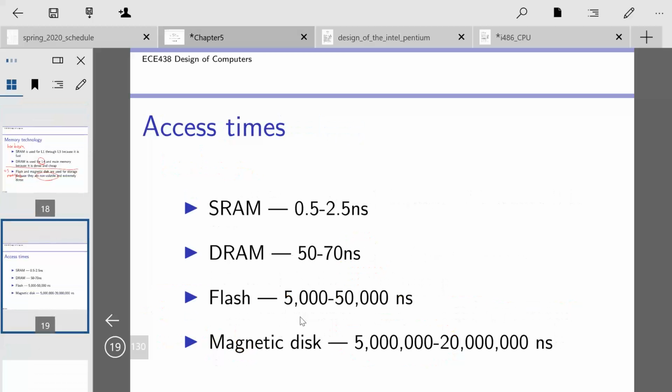Access time: we see orders of magnitude difference between these different access times. For example, the level 1 cache probably has an access time closer to a half a nanosecond. If you're running your simple 5-stage pipeline processor at 2 gigahertz, you would need about a half a nanosecond of access time for DRAM.